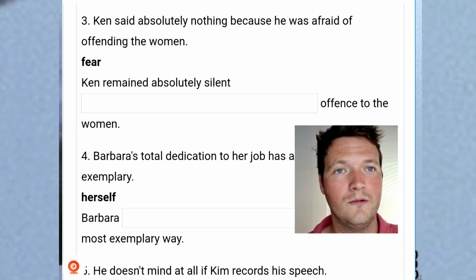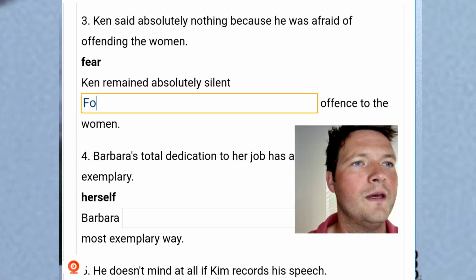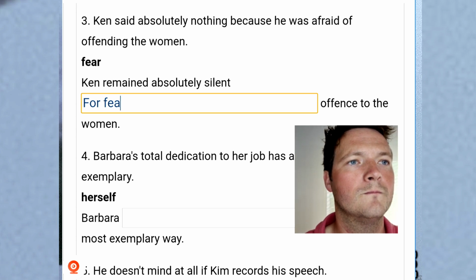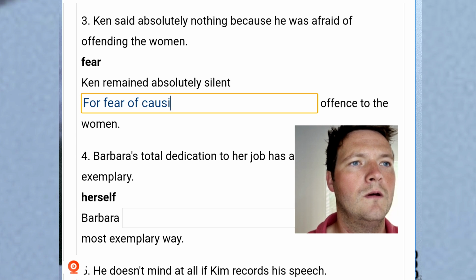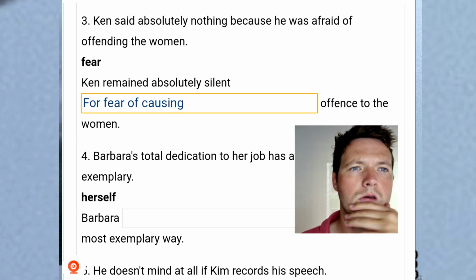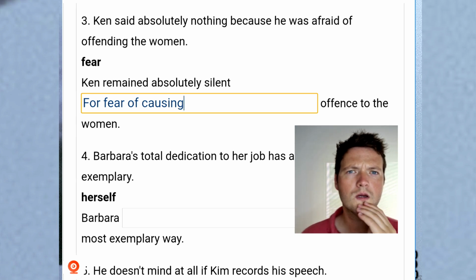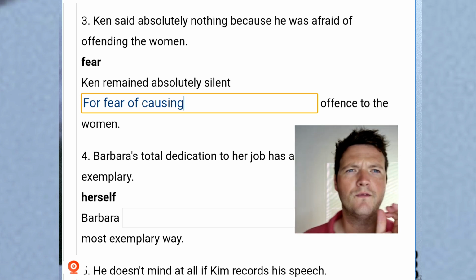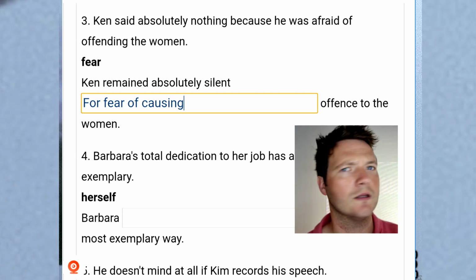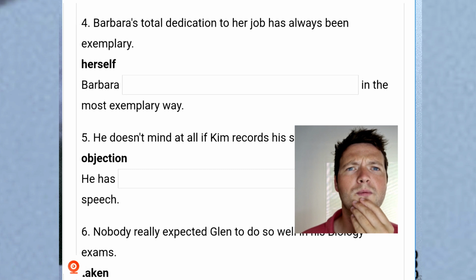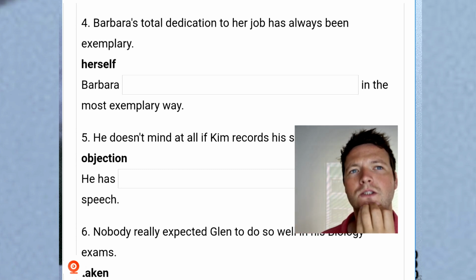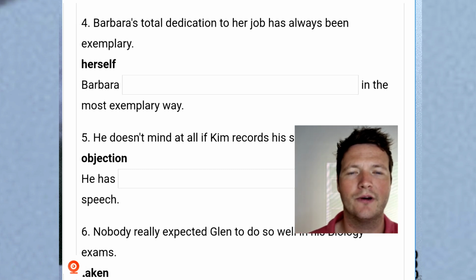He remained absolutely silent for fear, offence. So for fear, I think, of causing offence to the women. Ken remained absolutely silent for fear of causing offence to the women. Yeah, I think that's right. Let's move on. Number 4. Barbara's total dedication to her job has always been exemplary.